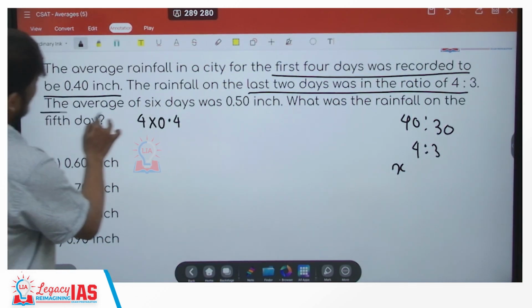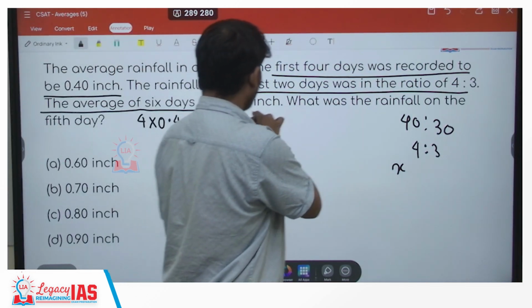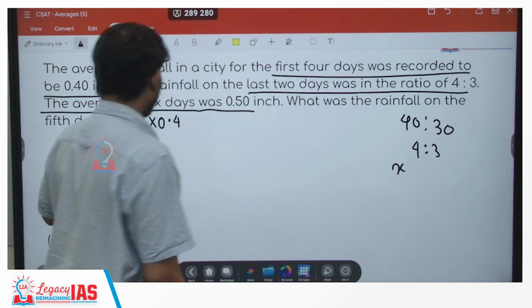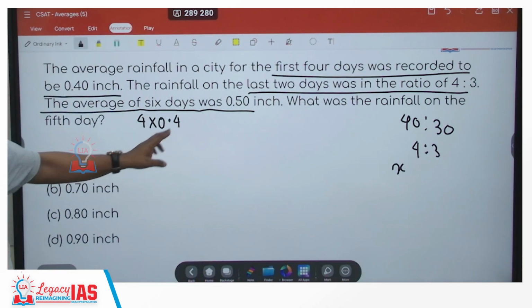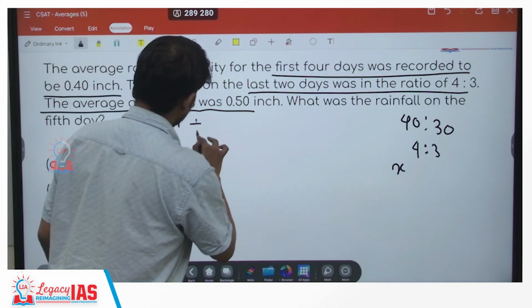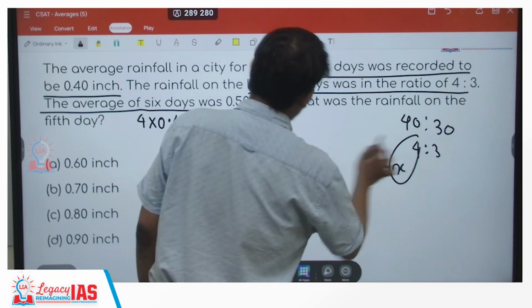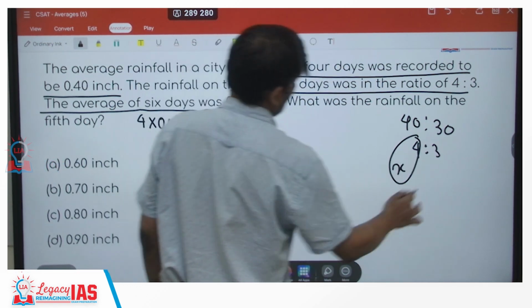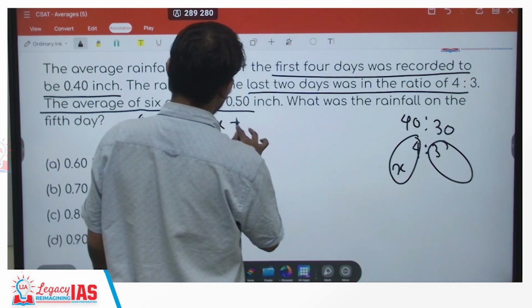Then they say the average of 6 days was 0.5. So average of 6 days was 0.5. So 4 into 0.4 plus, this will become 4x, this will become 3x, plus 3x.